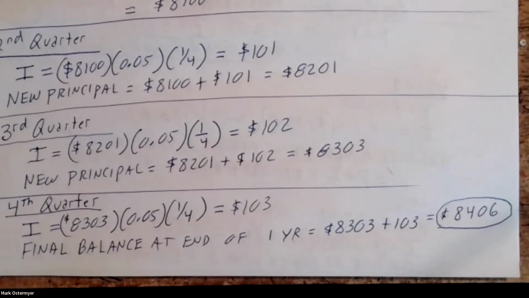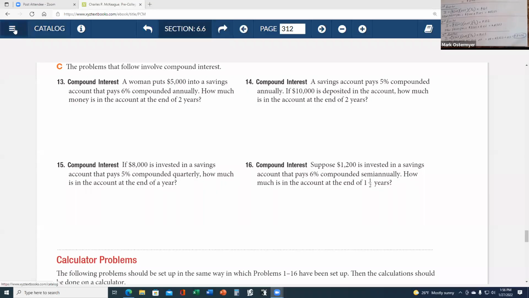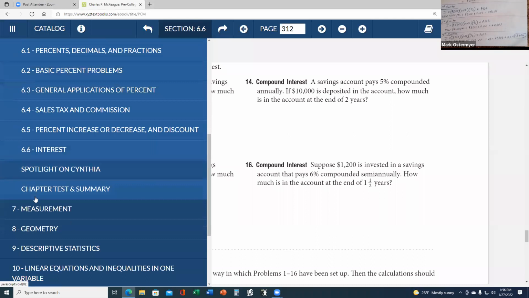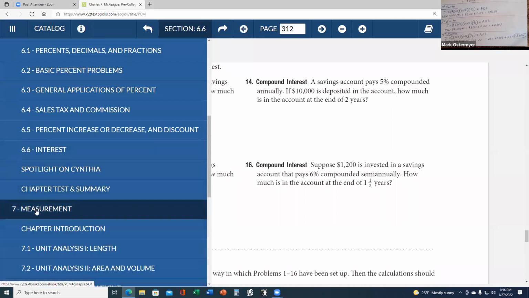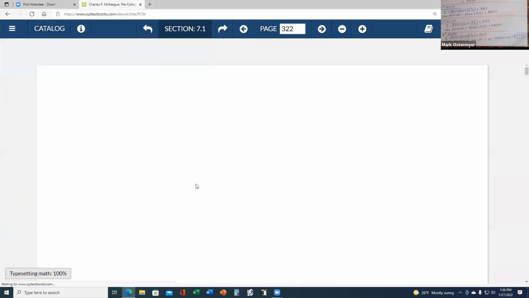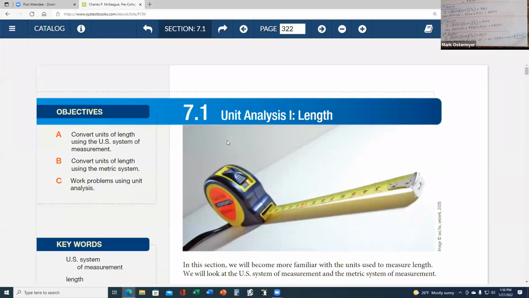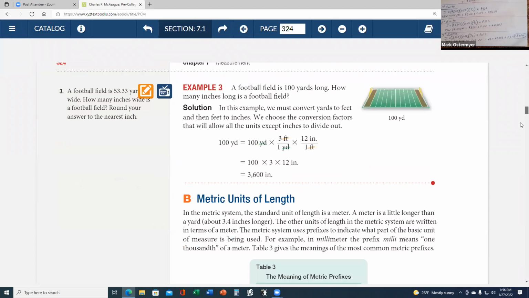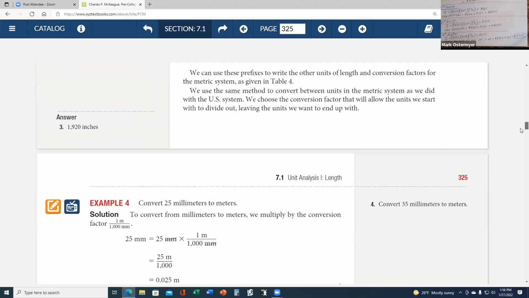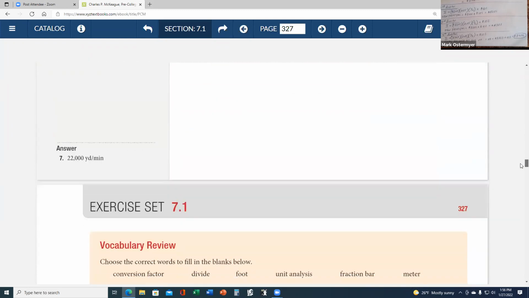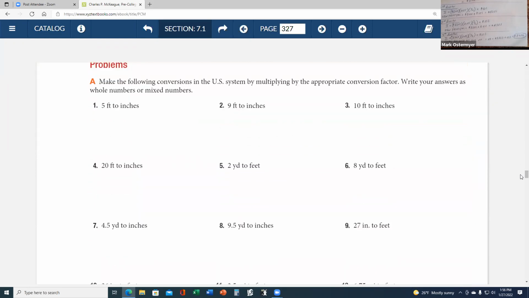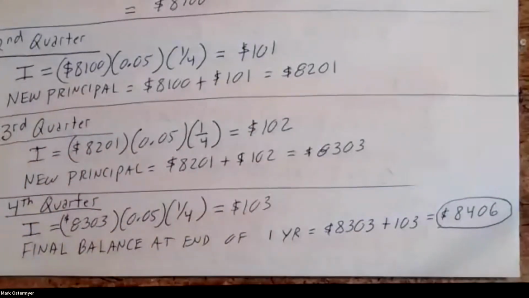All right, let's get into the last section today, which is section 7.1, starting a new chapter. It's entitled Measurement. Section 7.1 is unit analysis, where we're going to deal with length units of measurement, ladies and gentlemen. Length units of measurement. I'm just going to scroll all the way down to our problem set here. All right. So we're going to look at units of measurement in section 7.1.